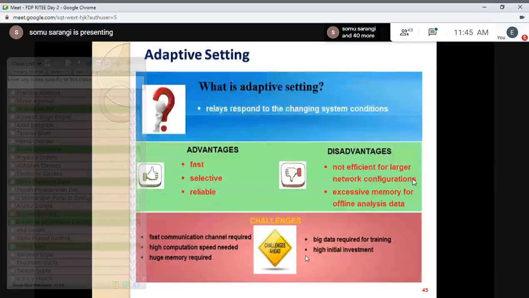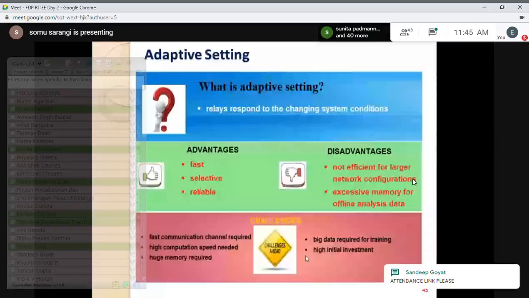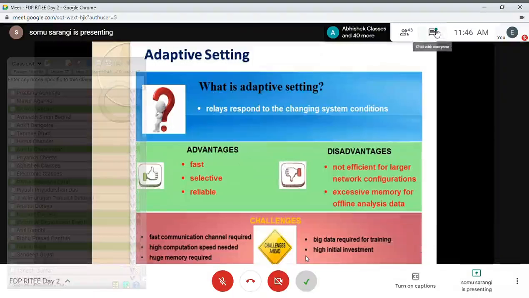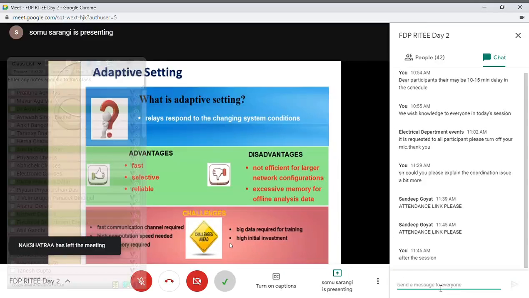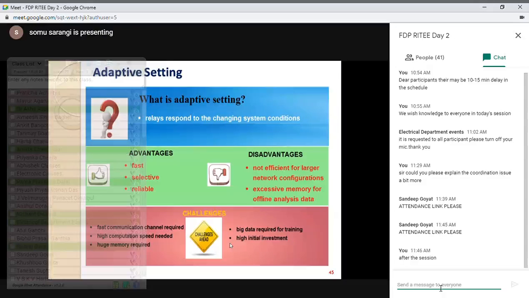Now, what is the adaptive setting? The setting of this relay is done considering several assumptions. We'll assume the generator capacity is this, and that the maximum and full load current will be this. After that, considering different configurations, we'll take this as the maximum load current and this as the minimum fault current. Then after some calculation, we have a setting.